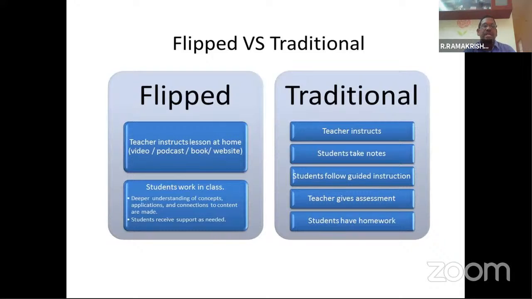Then students' work in class is only deeper understanding of the concept, and applications and connections to content are made. Then students receive support as needed. Suppose anything is not clear, at that time they discuss with peers, and the teacher also imparts knowledge to solve the problems. This is the difference between these two learning systems. Next.